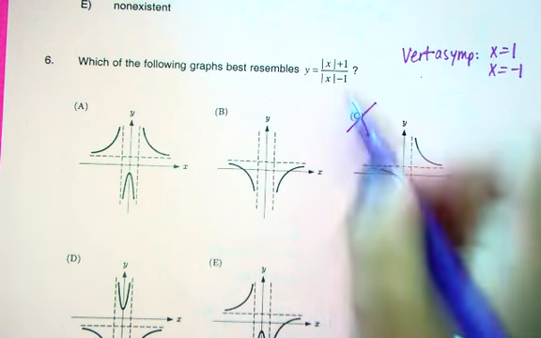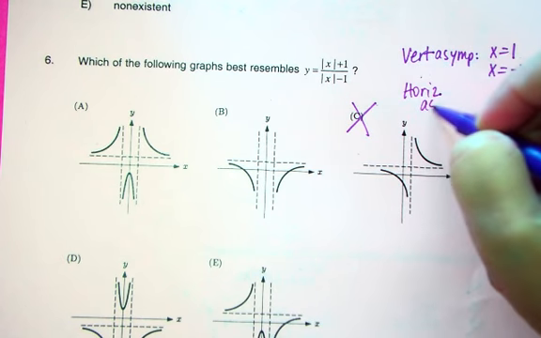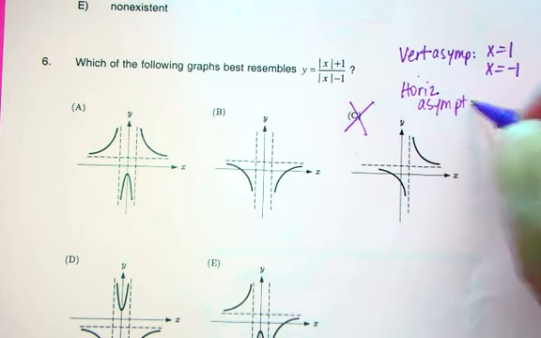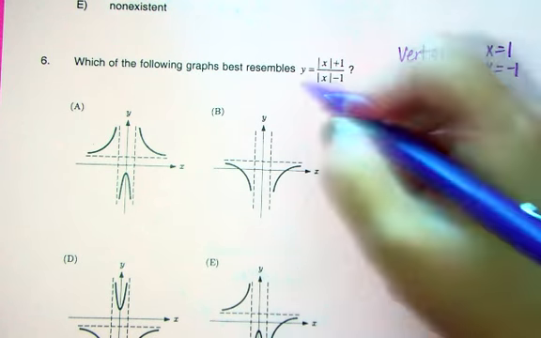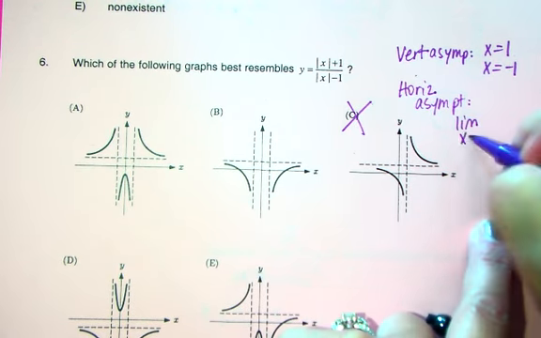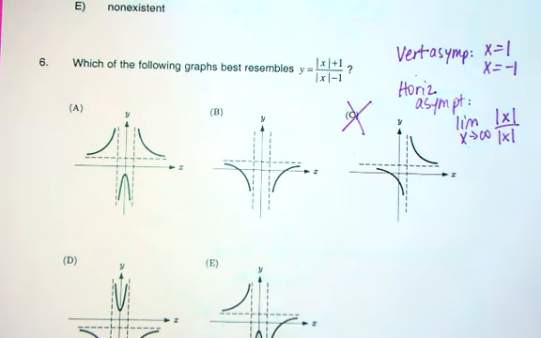Okay, how do I find the horizontal asymptotes? The limit. Yeah, that's what we just learned. So I need to take the limit of this top one, as x approaches infinity, of the absolute value of x over the absolute value of x. The plus and the minus 1 don't matter, right? What does this answer become?